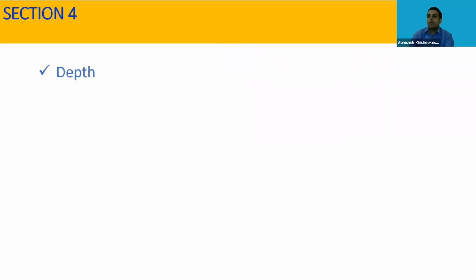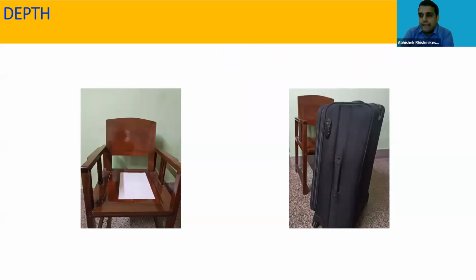Now, in this section, we are going to take a deep dive into depth. To understand depth, consider a chair that's behind a trolley bag or a paper on top of a chair. The portion of the chair that's behind the paper or behind the trolley bag will not be visible and hence doesn't need to be rendered.